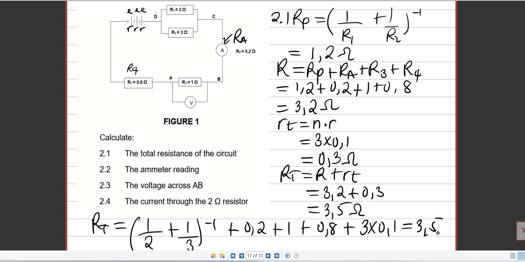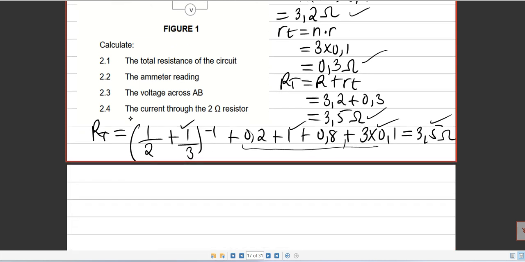They would still get the same answer, 3,5 ohms. With this method, when they mark you for the parallel circuit and for adding the resistors in series, it's typically around 3 or 4 marks. The danger with this one is making a mistake, so that's why we break down our steps. That's the whole idea. Let's go through the next question.